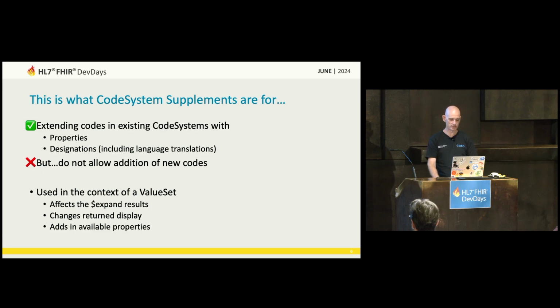And it gets used in the context of a value set, so it affects the expand results. It'll change the display term that comes back, add designations if you ask for them in the expansion, and it will also add the available properties in. I've got some examples of how this happens.